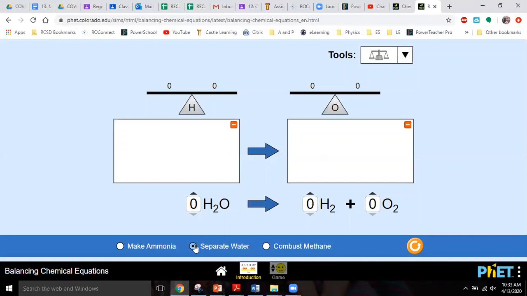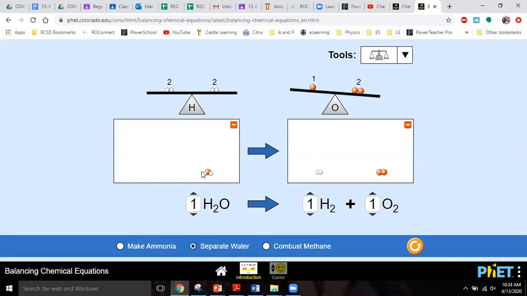So you get to the separation of water, splitting water up into hydrogen and oxygen. First thing you do, start with a coefficient of 1 for everything. When we write these on paper, we don't put a 1 in front. It's just assumed that it's there. But for the computer, we have to do the 1.